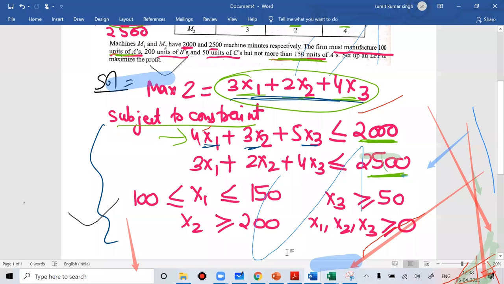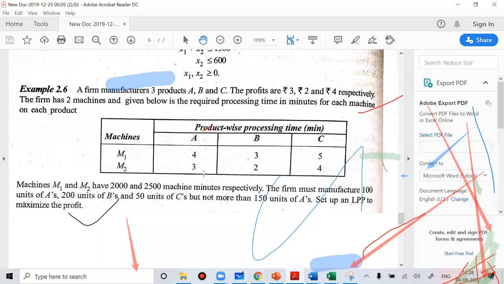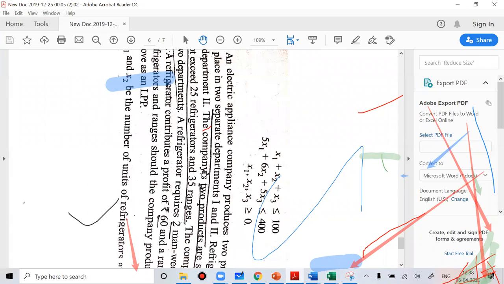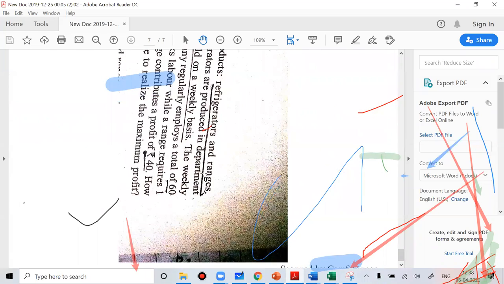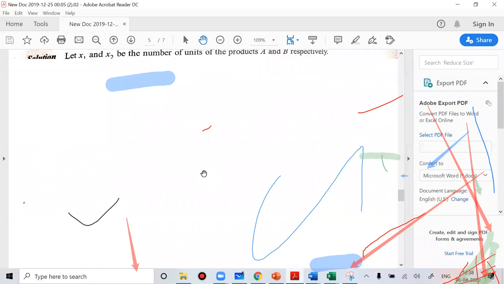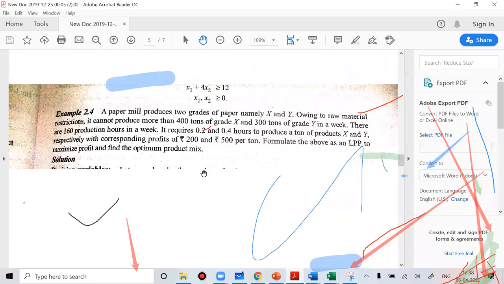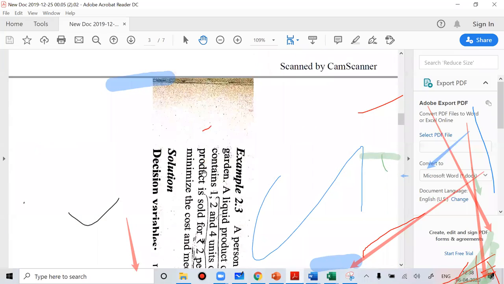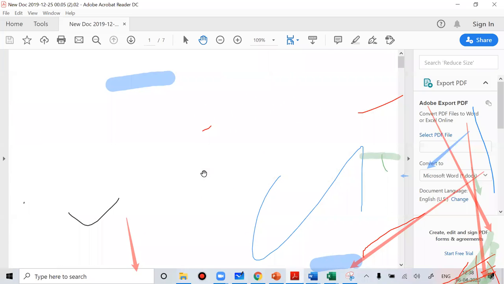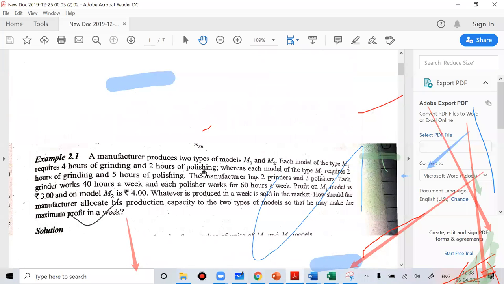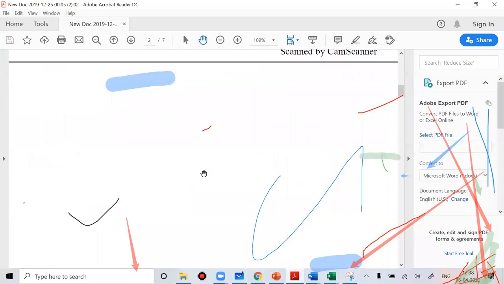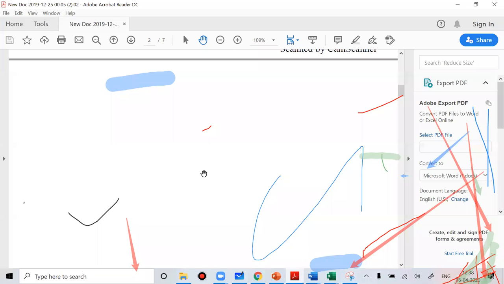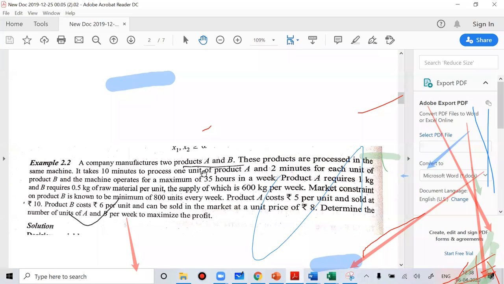So I've given you seven questions here. Everyone, please try to solve these seven questions. I will discuss the remaining five questions tomorrow. I'll discuss the solutions of those five questions with all of you.